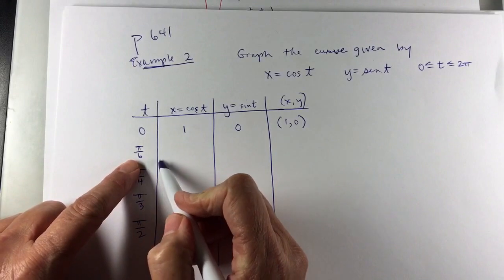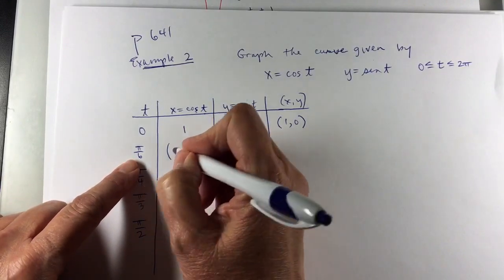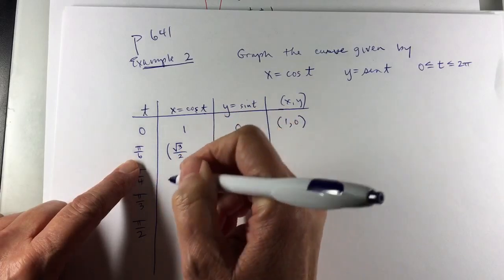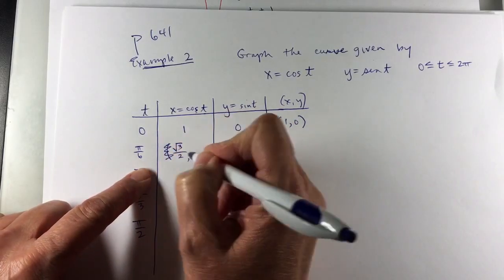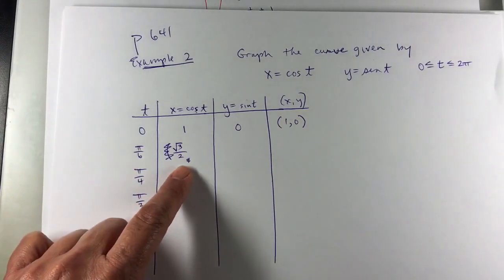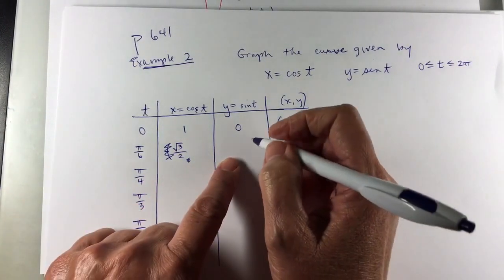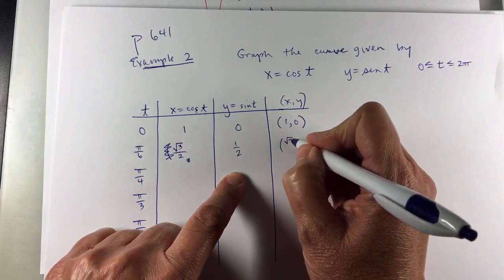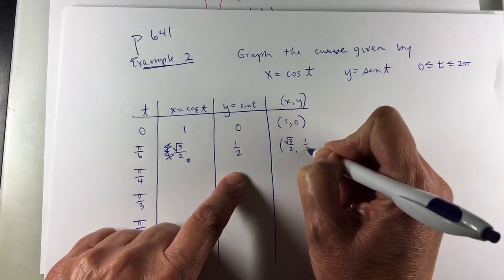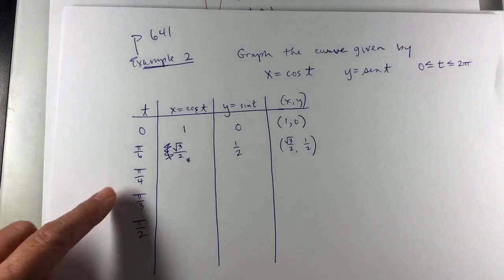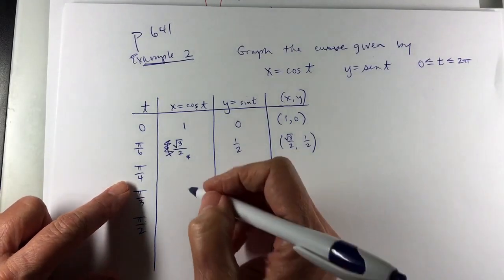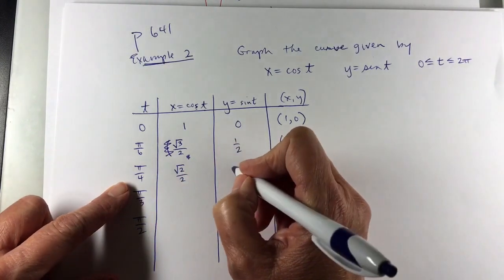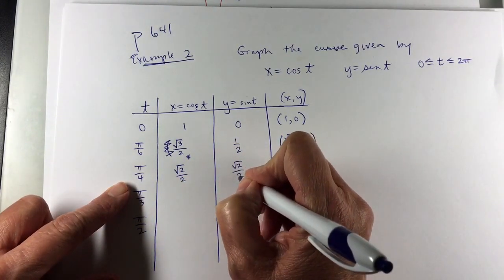How about pi over 6? Square root of 3 over 2. Oh, I'm starting to write it as an ordered pair. I just want x is square root of 3 over 2. And then y is what? 1/2. So the pair is the square root of 3 over 2, comma 1/2. And then for pi over 4, square root of 2 over 2 for both of them.